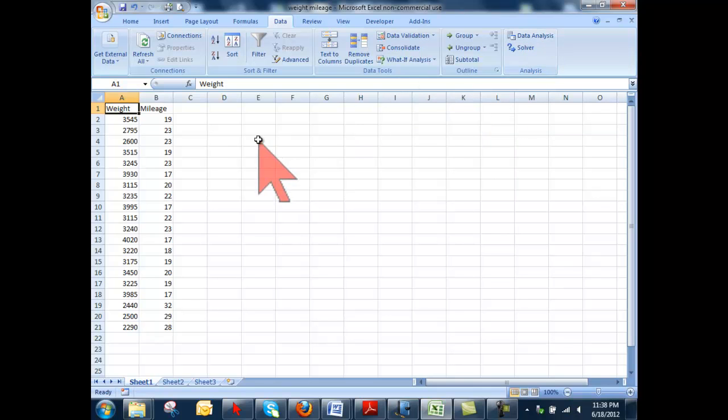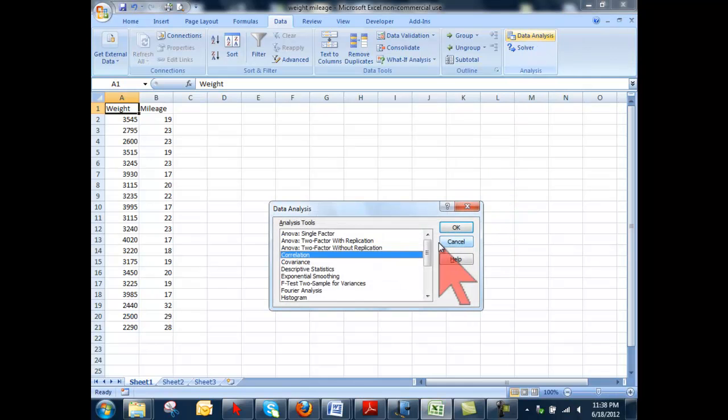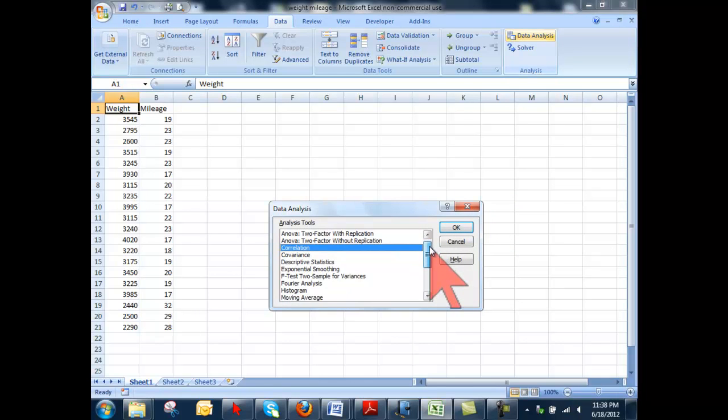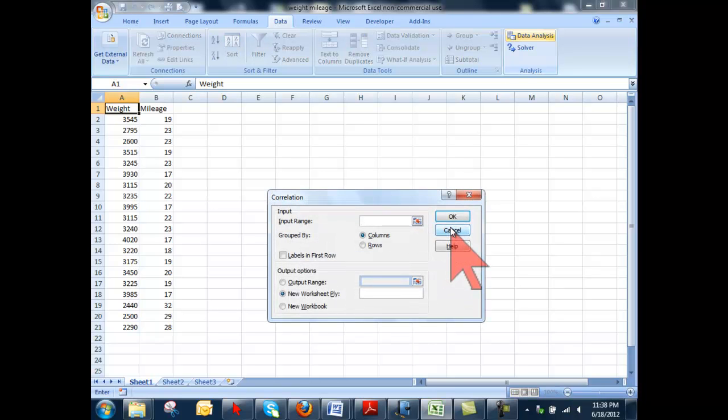So if I want to find the correlation coefficient of this list of weights and mileages, choose Data Analysis. And now there is a list of statistical commands that you can use this analysis tool pack for. Choose Correlation, click OK, and that brings up a dialog box which you need to fill in, just like for Solver.